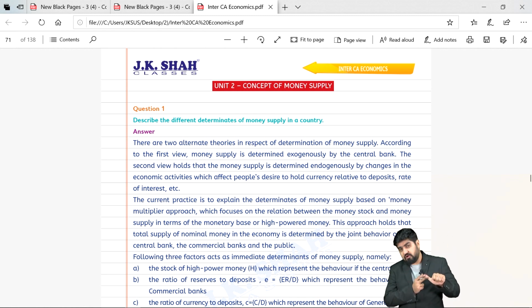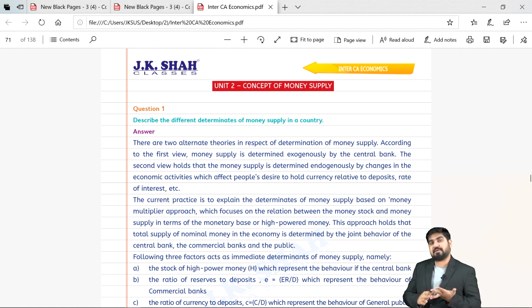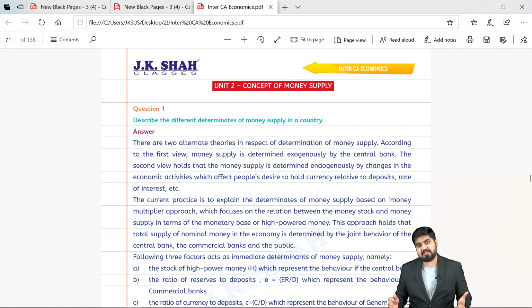We understood the meaning of money supply, sources of money supply, and determinants of money supply. Then we understood the behavior of commercial bank, central bank, and public, which is nothing but the money multiplier process, and towards the end it was the effect of government expenditure on money supply. Hopefully, students, you have understood everything. Now let's look at this part.